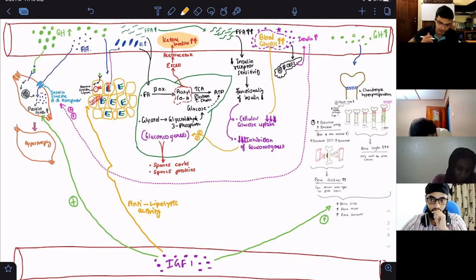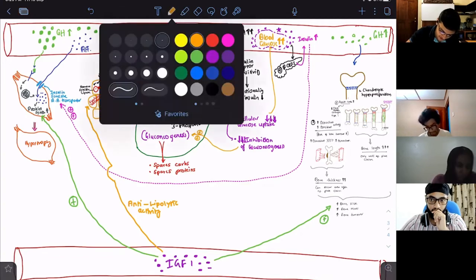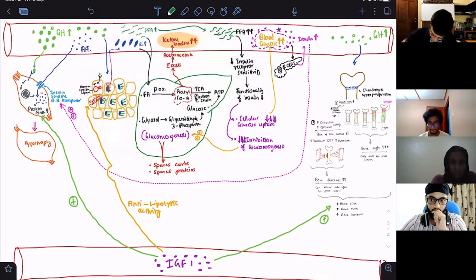Then, guys, the last function for this diagram is one of the most important. Look at this, IGF-1. What does it stand for? Insulin-like growth factor. Just from the name, what sort of functions do you think this has? It has insulin-like activity.